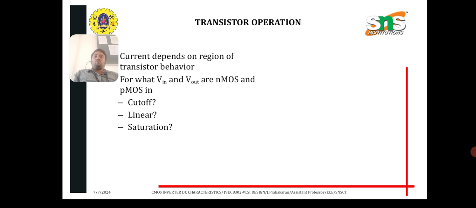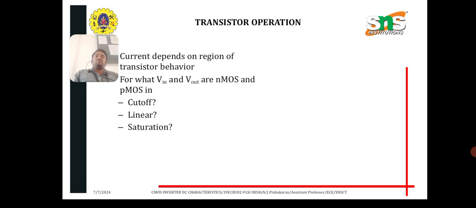BJT transistor operation. A bipolar junction transistor consists of three doped semiconductor regions: emitter, base, collector, in two types, NPN and PNP. Operation modes. Active mode: in NPN, the emitter-base junction is forward biased and the base-collector junction is reverse biased. In PNP, likewise. Current flows from the emitter to the collector. Current gain beta equals IC divided by IB.